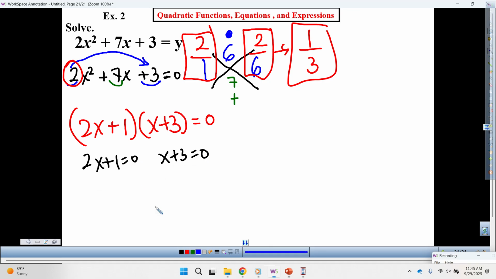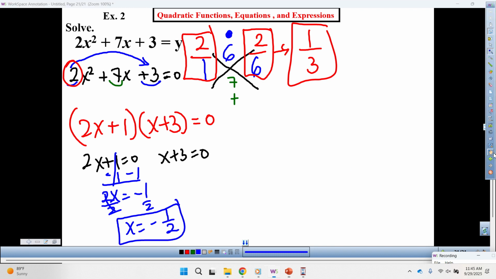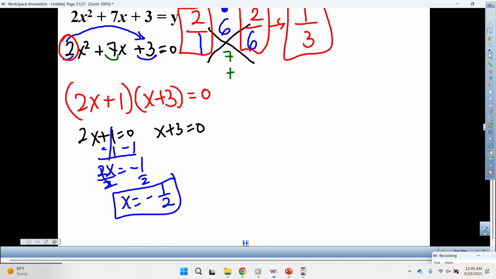Solve. Minus 1, 2x equals negative 1. In our last step, divide by 2, so x equals negative 1/2. The other one, minus 3, x equals negative 3.